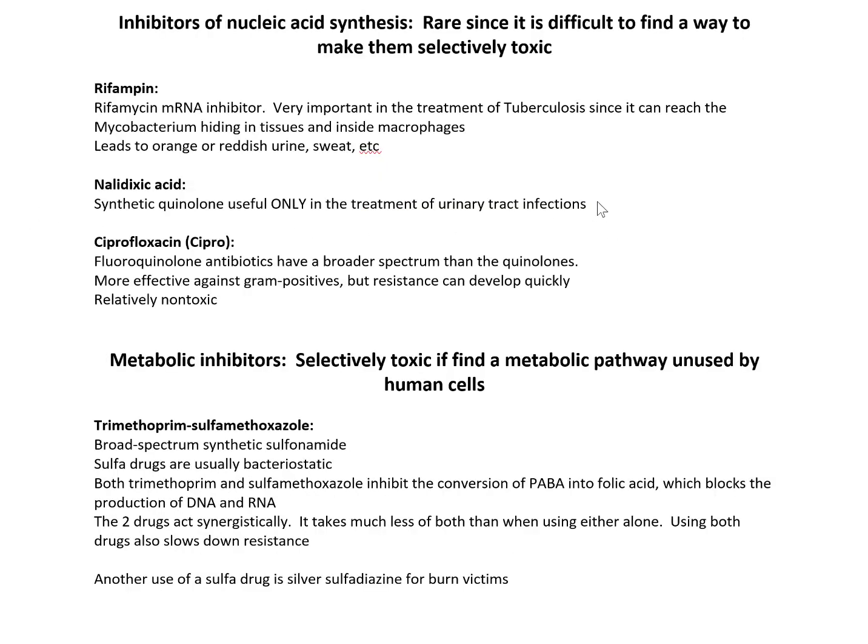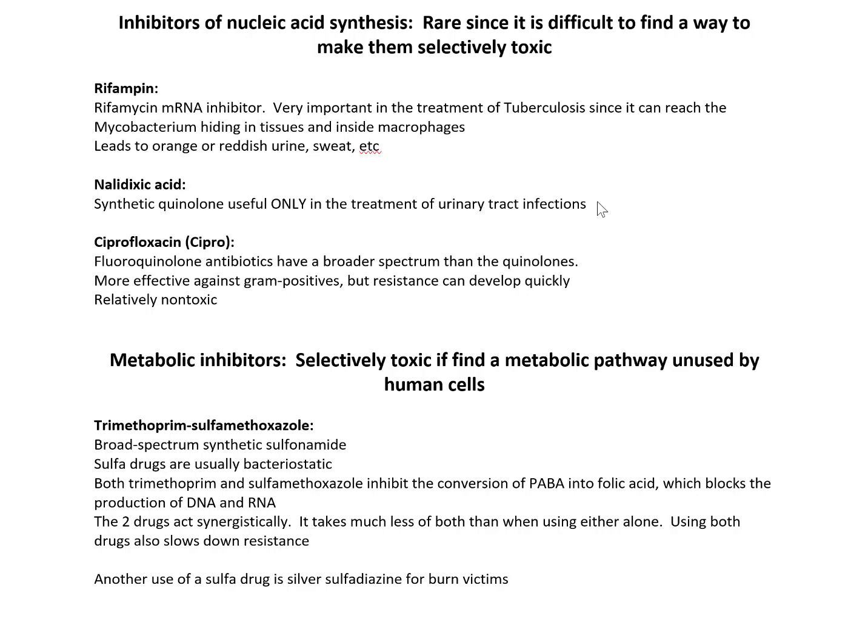Nalidixic acid is really barely used. It was developed in the 60s as a quinolone antibiotic. It is still occasionally used for UTIs, but the reason it's important is because it led to the quinolones, the fluoroquinolones. So you've got like Cipro. Everyone's heard of Cipro, ciprofloxacin.